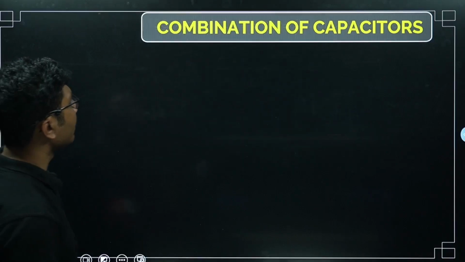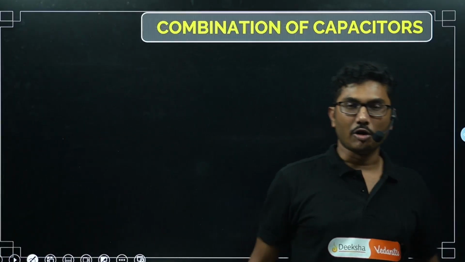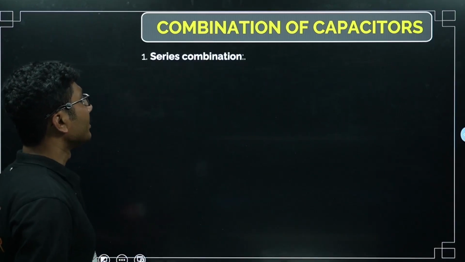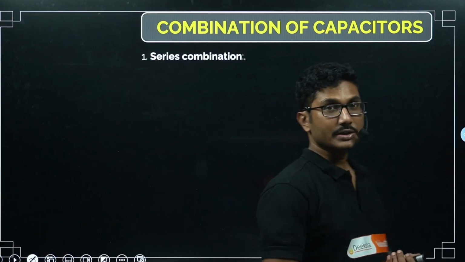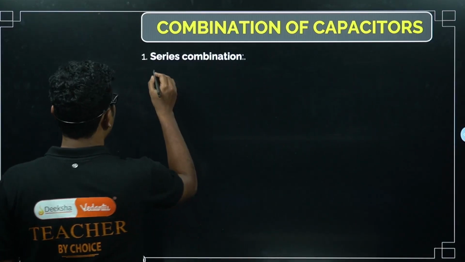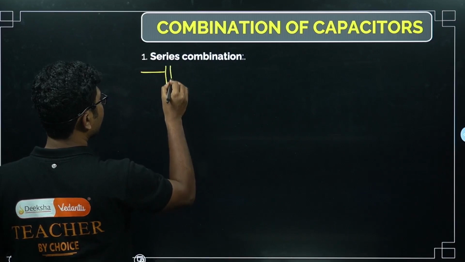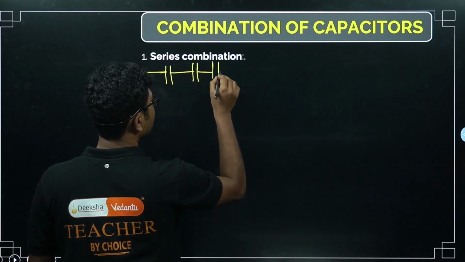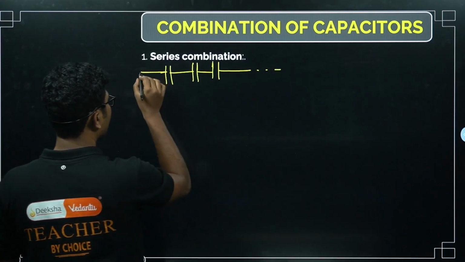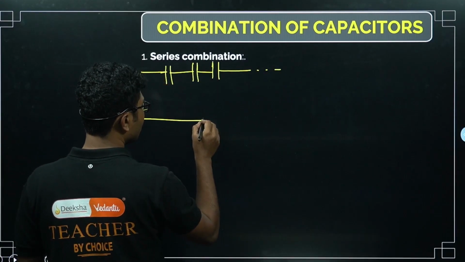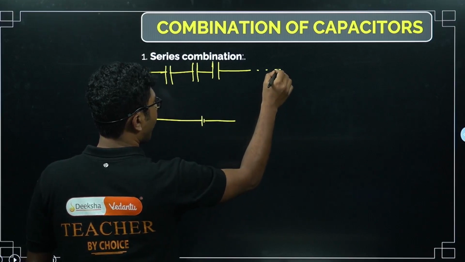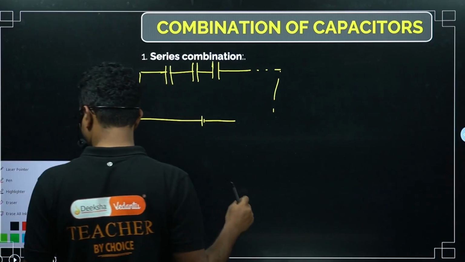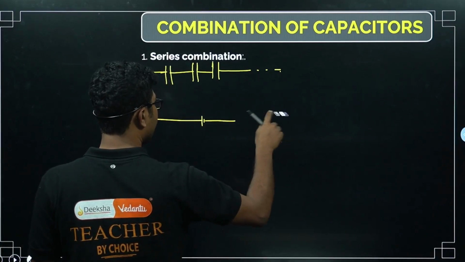Now let's look into the combination of capacitors. We will not go into the derivation, we will only do the formulas. There are two different possible combinations. One is the series combination. What is that? When one capacitor is connected with another, one after another, this is called a series combination. There may be more than two, and we generally say maybe an infinite number of them are connected. Theoretically it is still valid.